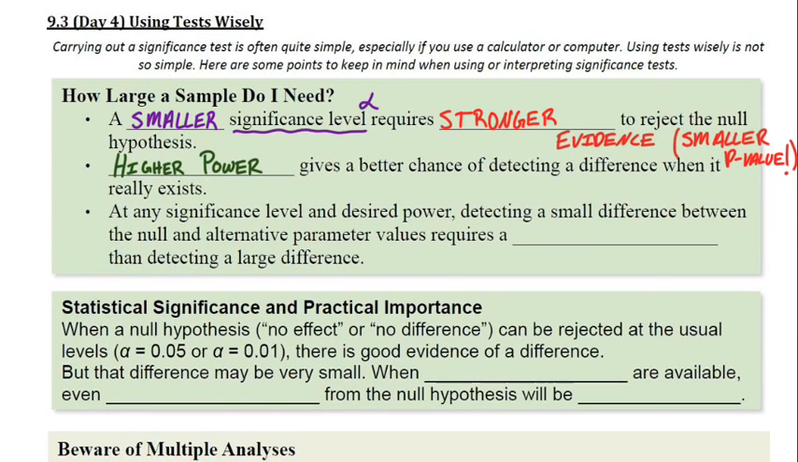The third bullet here, it says, at any significance level and desired power, detecting a small difference between the null and alternative parameter values requires a larger sample than detecting a large difference. So if the difference between the null and reality, let's say is 0.5 versus 0.51, we're going to need a lot of backup. We're going to need a lot of support. So we'll need a larger sample in that case.